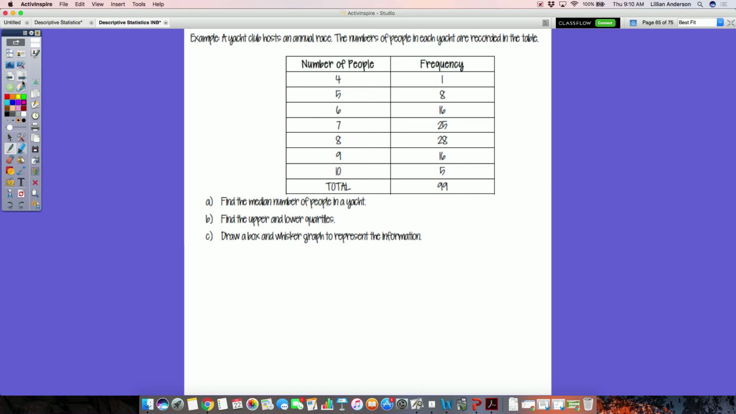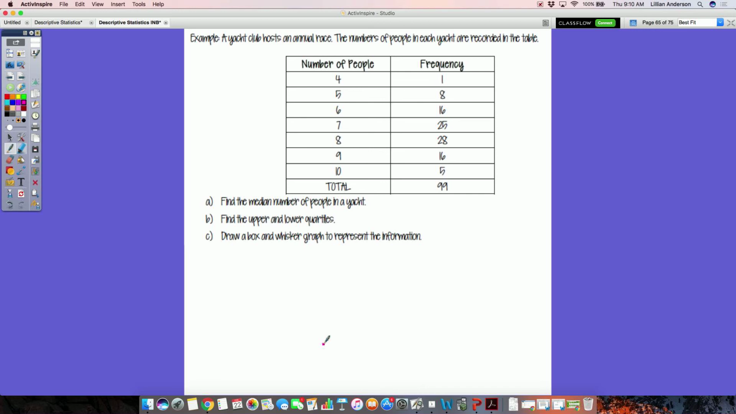These go together. Everybody see the question with the table? Good stuff. It says the yacht club hosts an annual race. The number of people in each yacht are recorded in the table below. We got our number of people, we got our frequency. It asks us to find the median number of people in the yacht, the upper and lower quartiles, and then we're going to draw the box and whisker to represent this information.